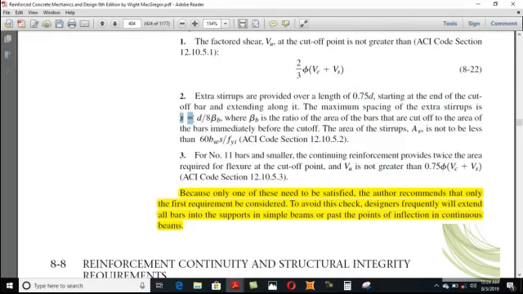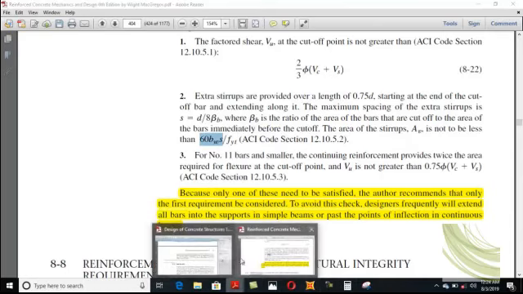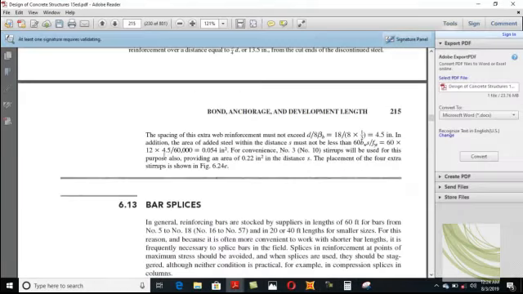Your spacing must be equal to this much, and you are providing area of stirrup Av. It must not be less than this much: 0.60 bw s divided by fyt, and it will be checked. Okay, this one gives 0.054 square inches. 60 bw, where bw is 12 and s is 4.5 inch. This spacing s is basically this one, divided by 60,000, gives you 0.054 square inches.